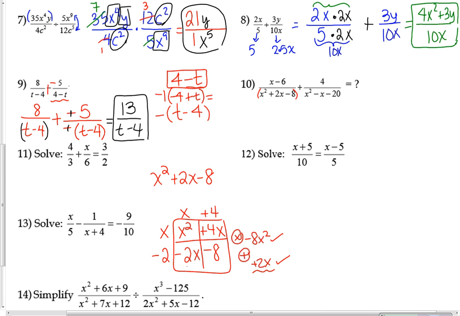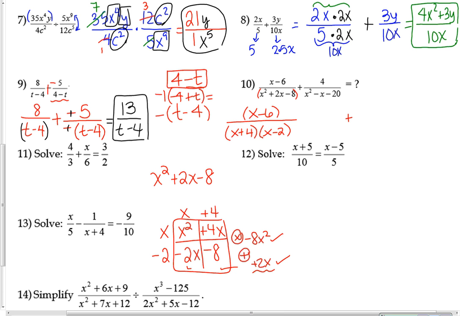I'd have a -2 to multiply to -2x, and then my double check, does -2 times positive 4 equal -8? Yes, it does. So my first fraction is going to be written x minus 6 over x plus 4 times x minus 2.